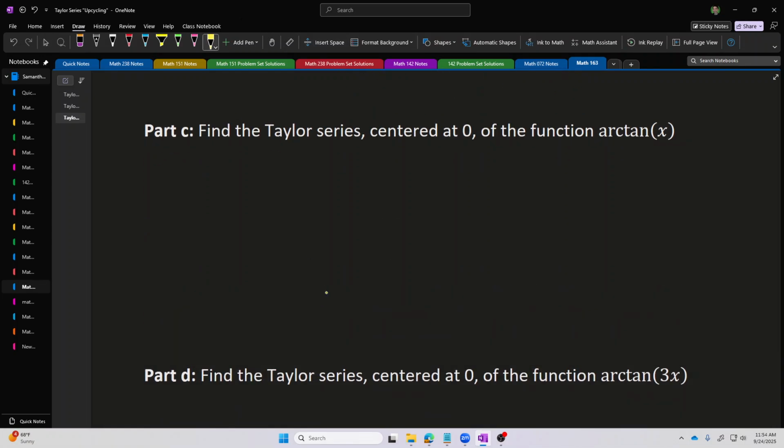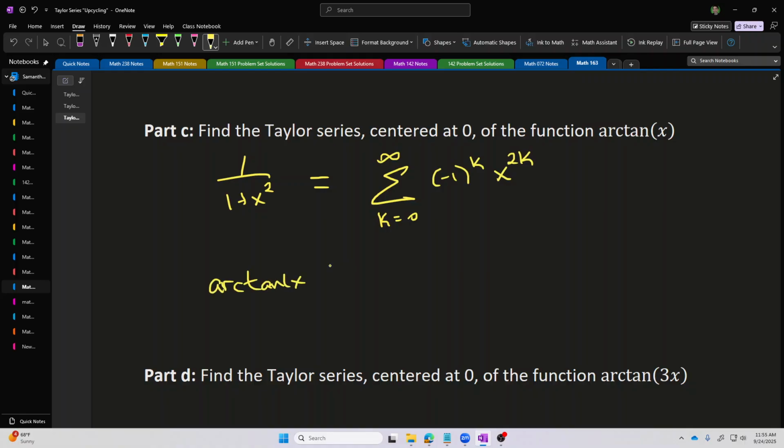So if I start with the function that I just found in part B, 1 over 1 plus x squared, being equal to the series, the sum of minus 1 to the k, x to the 2k. And I think about the action that turns that function into arctan. The action is to take an antiderivative on the left. So all I have to do is take exactly the same action on the series on the right.